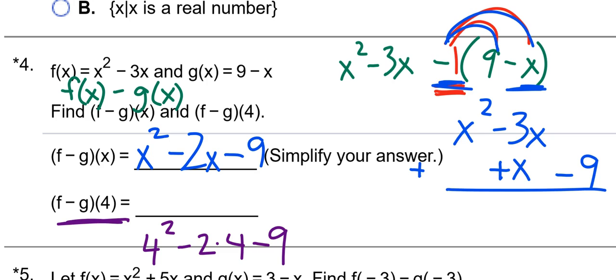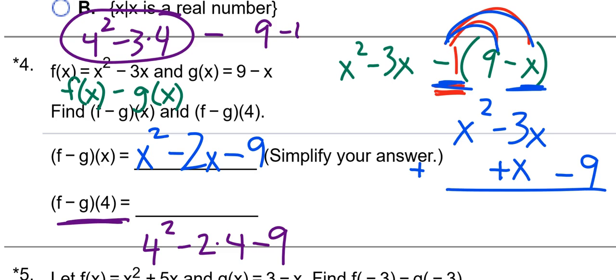The other way would be to do 4 squared minus 3 times 4, figure out that, and 9 minus 4, figure out that, and when you get done, subtract the 2. So if you want to double check, you'll do the one on top that's circled in purple. If you want to use the equation from the first answer, you'll do the purple part at the bottom. Find me the value when you plug in 4.